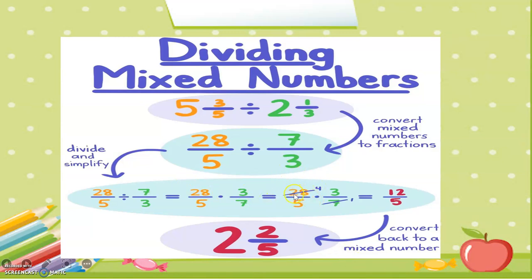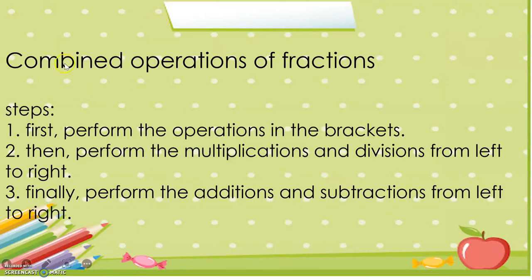Okay, so 28 and 5 and 3 over 7. So this is 1 and this is 4. So 4 times 3 is 12. 5 times 1 equals 5. So you divide: 12 divided by 5 is 2 and 2/5. Okay, so we finished division of mixed numbers and division of fractions.